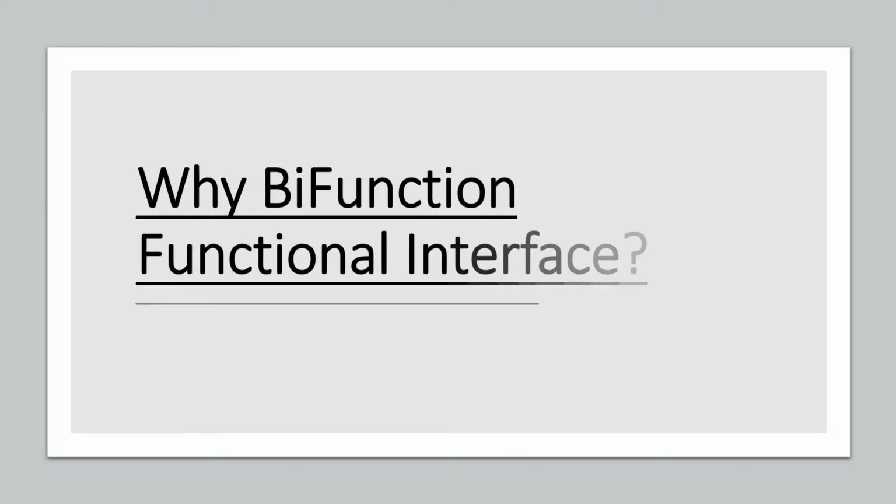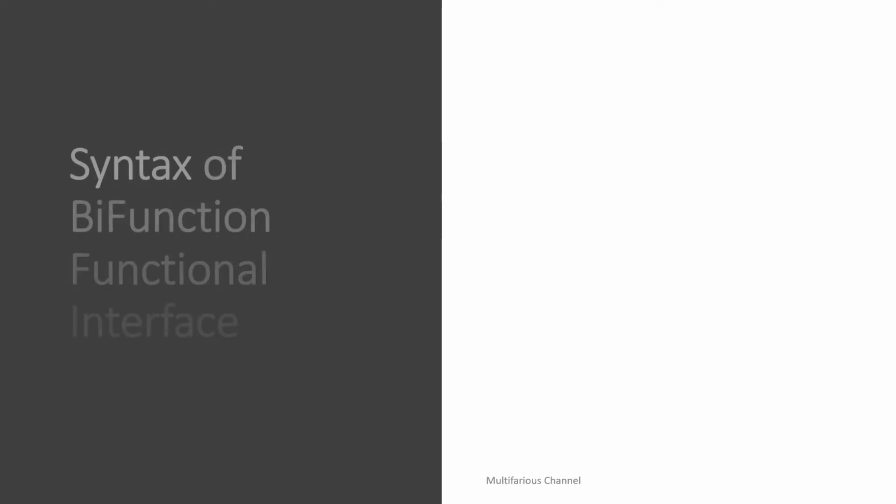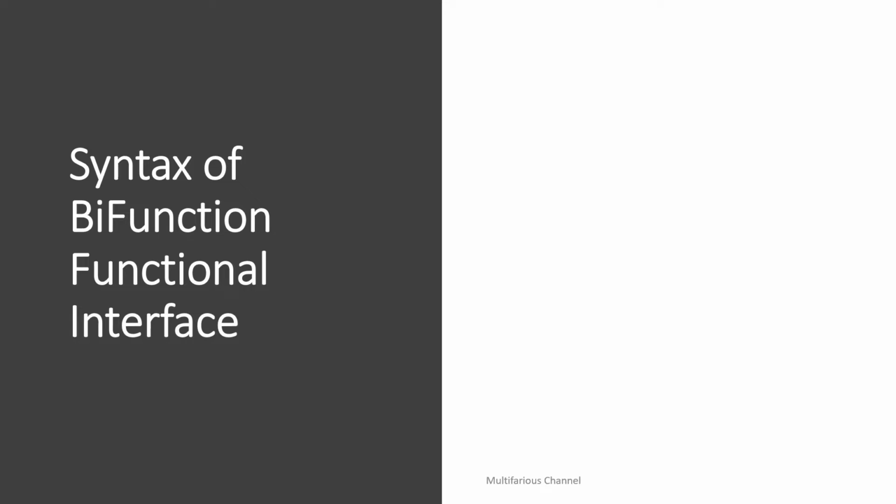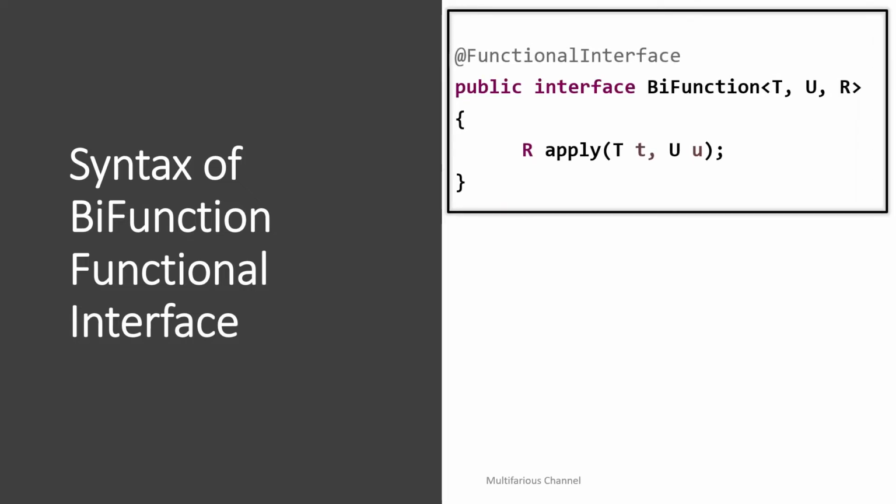So why do we need a BiFunction? BiFunctions are required when you want to write a function that takes two input values. Now let's understand the syntax of BiFunction. A BiFunction is defined like this. It is annotated with the @FunctionalInterface annotation. It contains only one abstract method similar to the Function interface, that is apply.